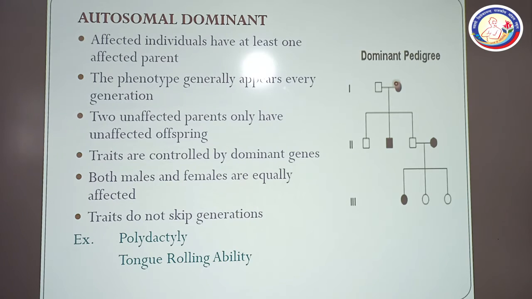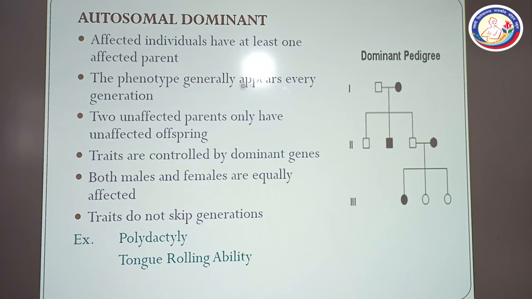Here you can see a female is affected in the first generation, and there are 3 children. The first is male, the second male is affected, and this is another boy who is unaffected. He is married to an affected female, and in the third generation there are 3 girls, out of which the first is affected and the rest of the 2 are unaffected. So the first condition: affected individuals have at least one affected parent.